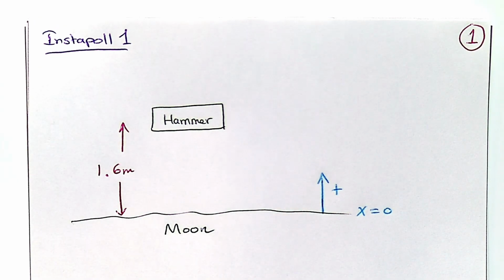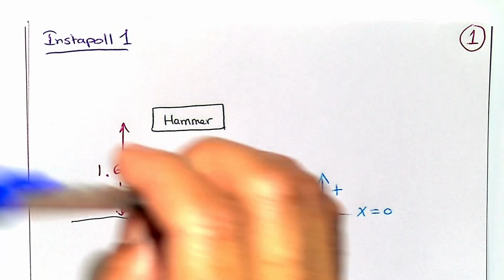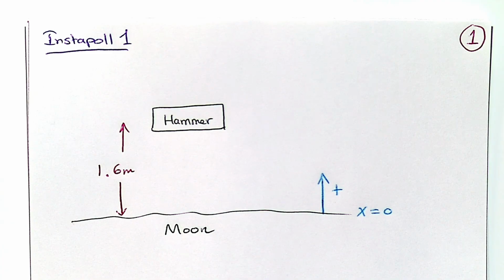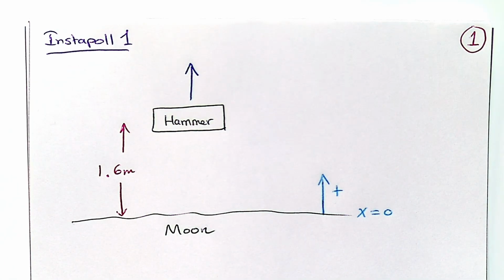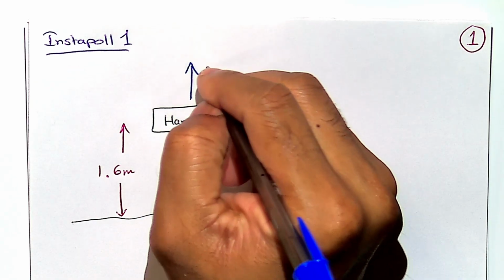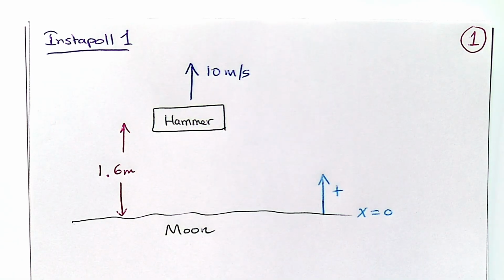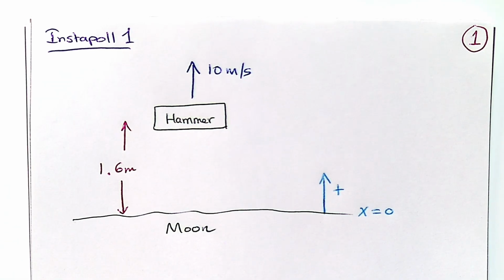The other thing that we want to add is a little bit more detail than the previous problem. We are modifying the previous problem a little bit: what happens if he threw it up at 10 meters per second? That's the additional piece of information that we have here, unlike just dropping it straight down.